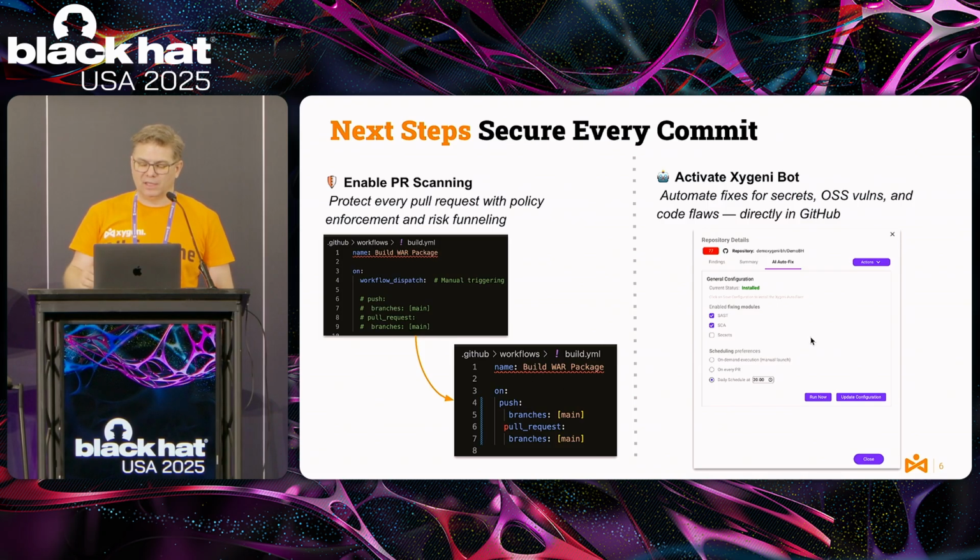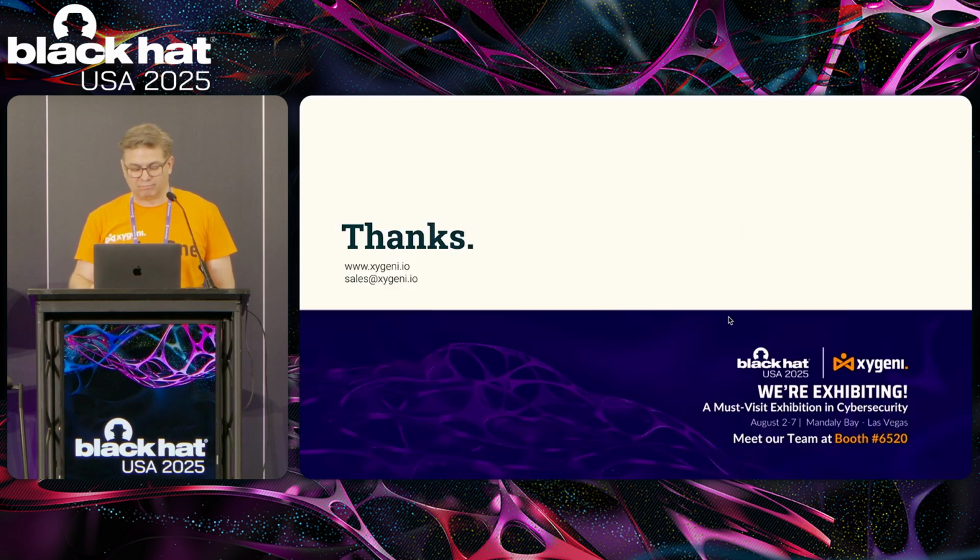And to apply these AutoFixes automatically also, you should enable the bot from Cyeni and decide what type of vulnerabilities you want the bot to solve continually, so the developers can find the pull requests in the repository just to review and approve them. That's all.